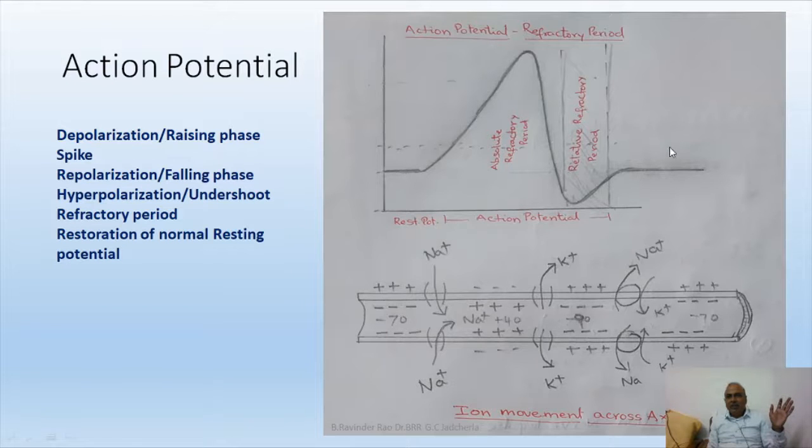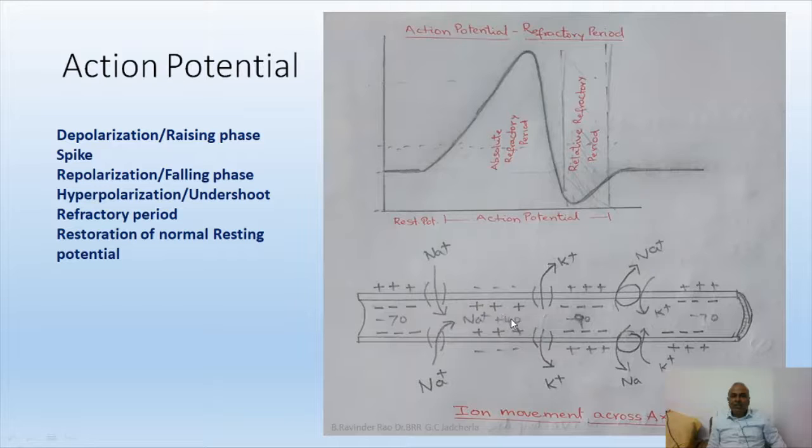Now, in the forward area, sodium channels are ready to be opened. That's why only the forward area sodium channels are opened, not the backward side or behind. So the action potential always moves unidirectionally from the soma to the tip of the axon. Friends, just see here, you will understand. The backward area is in the hyperpolarization state.